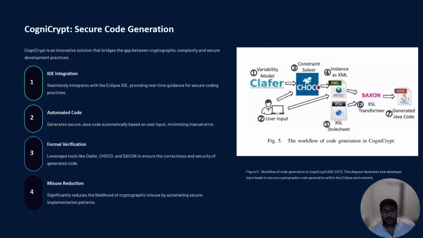CogniCrypt from Krüger and colleagues addresses this challenge inside the Eclipse IDE. Developers describe what they need, for example, encrypting data, and the tool automatically generates secure Java code following established CrySL rules. The workflow shown here converts user input into a verified cryptographic implementation using constraint solvers and XSL transformers. This automation drastically reduces cognitive load and the chance of misuse.